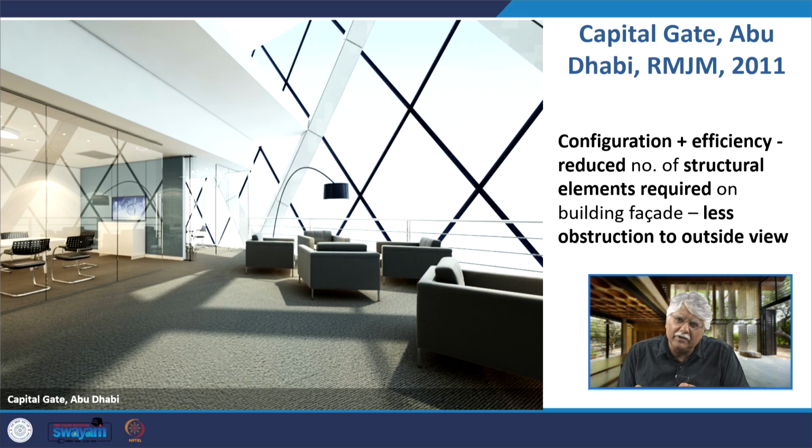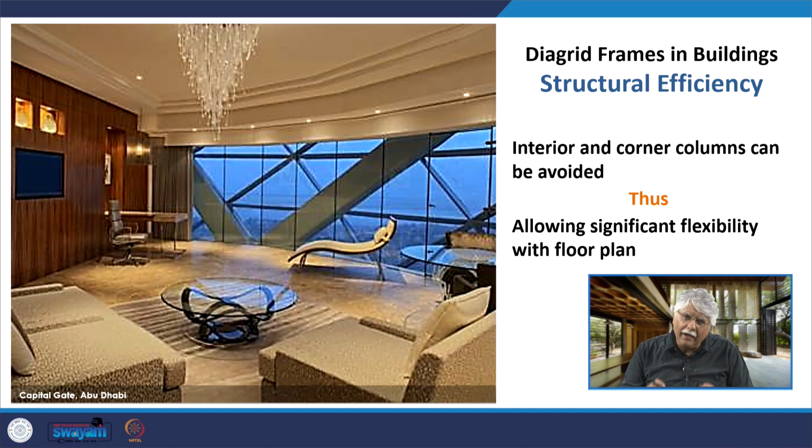With this configuration and efficiency, it reduced the number of structural elements required on the building facade. There was less obstruction to the view outside, and the interior and corner columns could be avoided, which allowed for tremendous flexibility in the floor plan, like it happened in the Gherkin, like it happened in the 170 Amsterdam building.